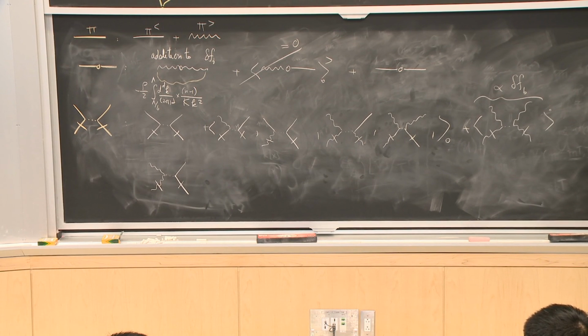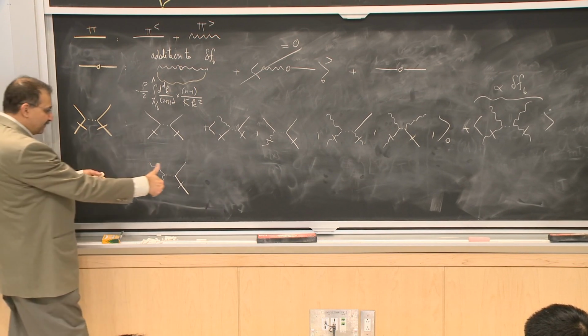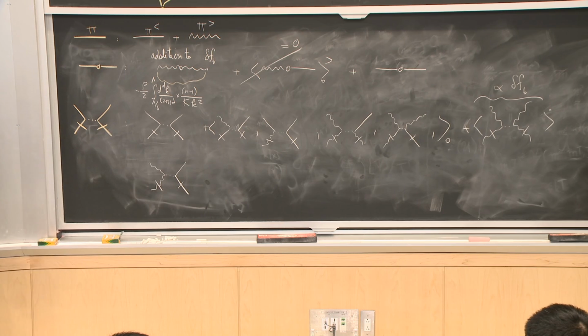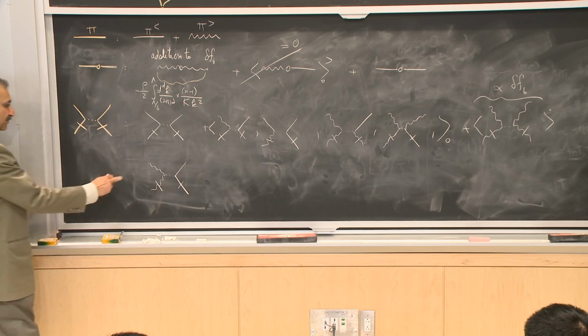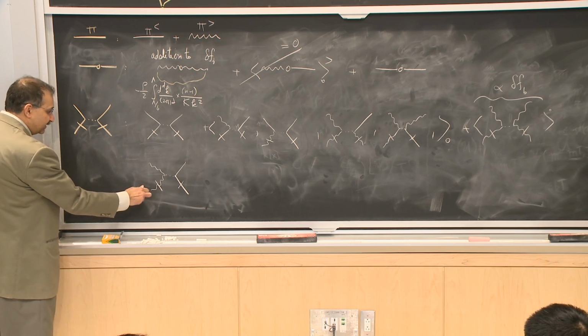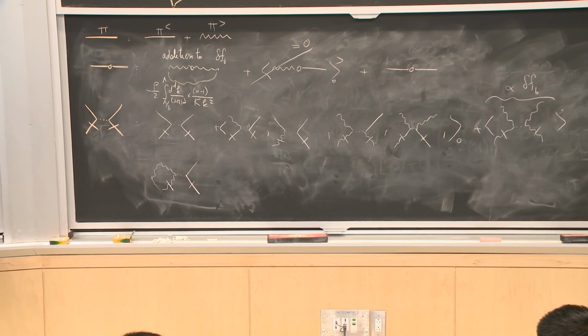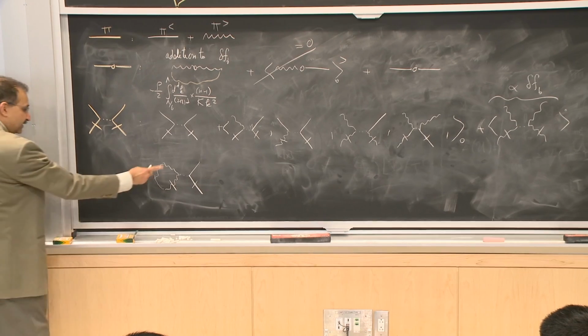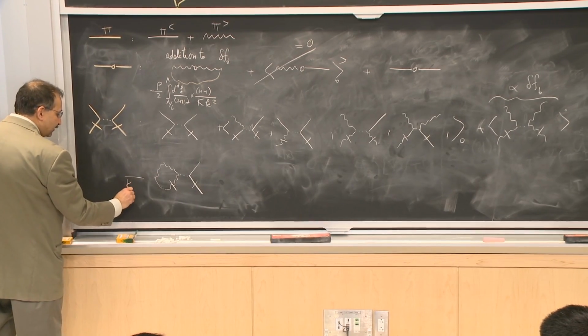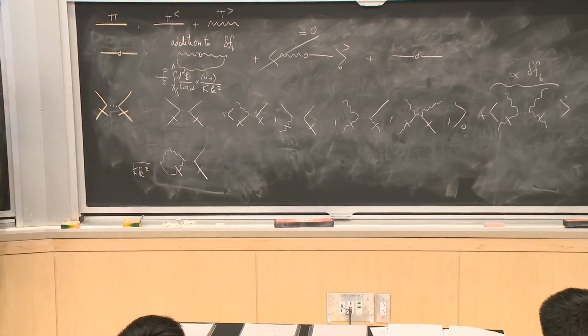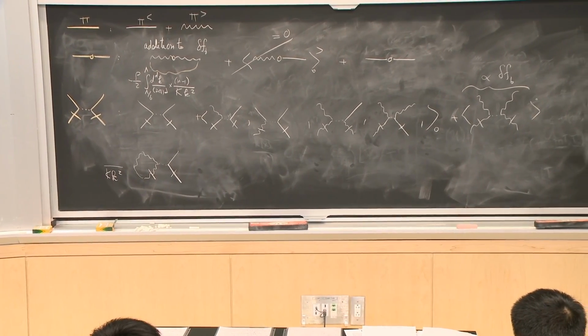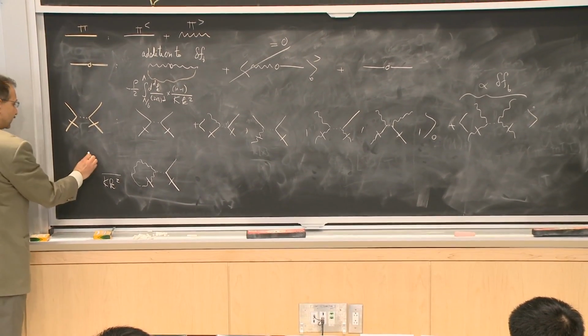Okay. And then I take the average of this object. I have a pi greater here, and therefore I can do an average of 2 of those pi greaters. That average will give me a factor of 1 over k squared. I have to integrate over that.